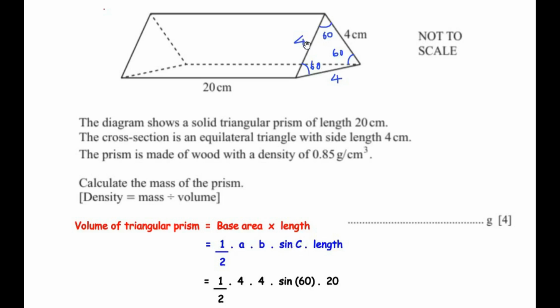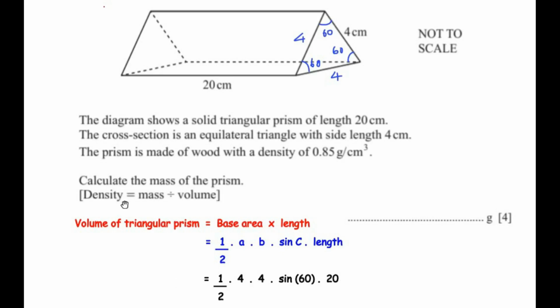Now C is the angle between the two sides. So here we can take any of the angles because we know all the three sides. So the angle is going to be 60 degrees. So we have written here sine 60 times the length of the prism, which is 20. Now here I'm not going to solve it. I'm going to keep it as it is because I'm going to use this in the next step that follows.